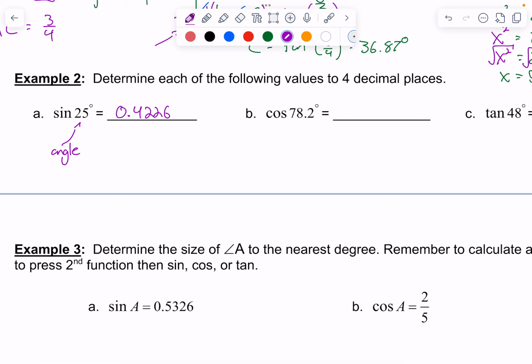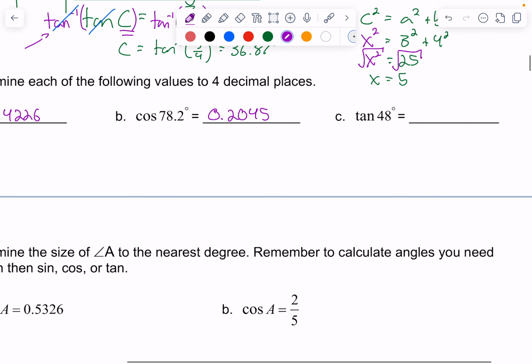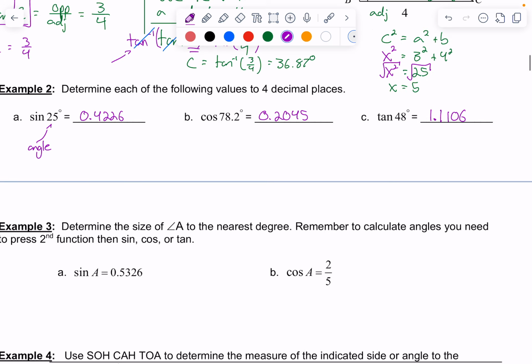And then on the next one, just hit the cosine button on your calculator, cosine 78.2. And you should get 0.2045. Right? Look for your tan button. Just hit tan 48. And you'll get 1.1106. So these, what you've just calculated, these are ratios.